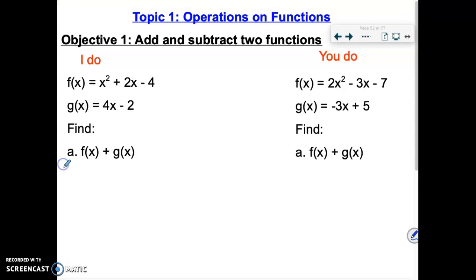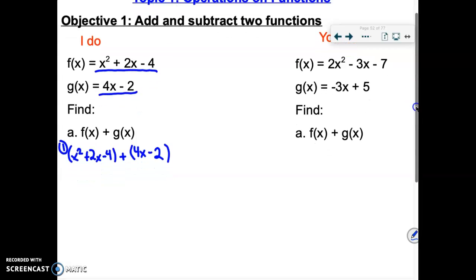So my first step would be to write what f of x is. In this case, f of x is the quadratic function x squared plus 2x minus 4. So I'm going to put that in parentheses, x squared plus 2x minus 4. And then I'm going to put an addition sign because it's asking me to add, and then I'm going to put g of x in parentheses to the right of it. And g of x in this case is 4x minus 2. So my first step is just more organization than anything. It's going to help me organize the process and organize my thoughts.